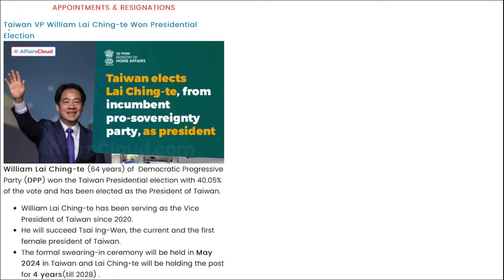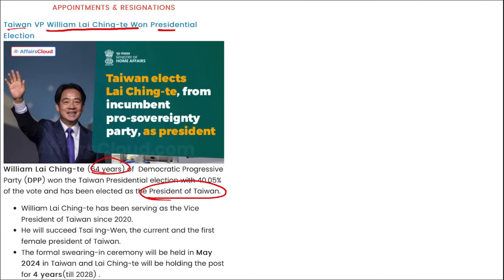Next is Taiwan's VP William Lai Ching-te has won the presidential election. As you can see him in the picture, William Lai Ching-te, 64 years of age, right? And he has won the election and he will be now the new president of Taiwan.